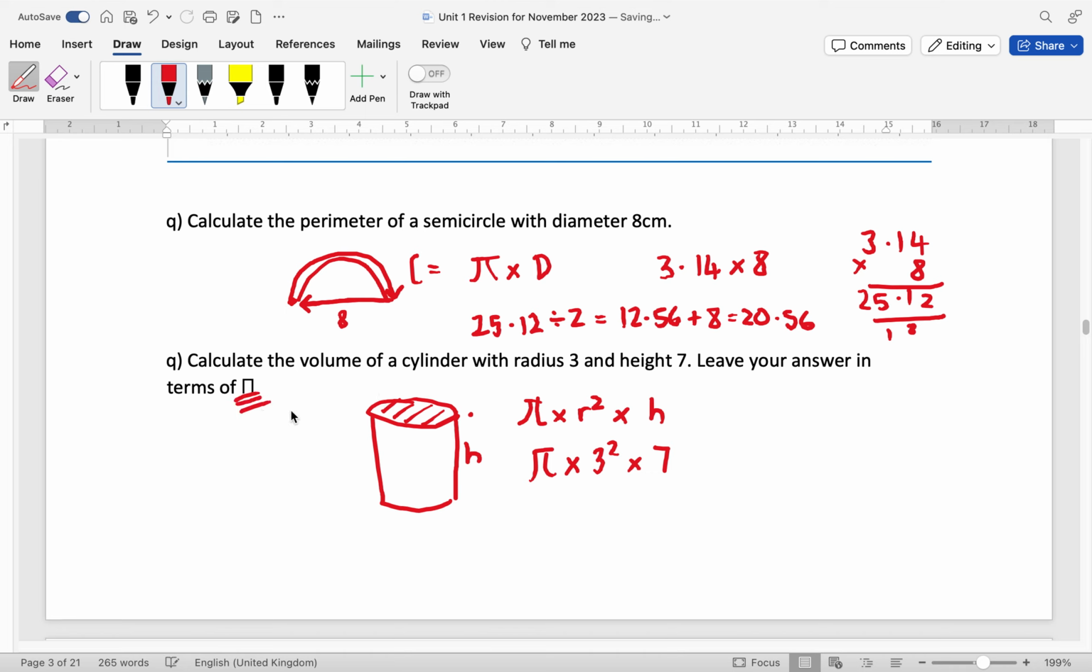And I've been kind in this question I've written. I've said leave your answer in terms of pi. In other words, I'm not expecting you here to actually times by 3.14 like I was up here. Timesing by 9 is great, but I'm not expecting you to do 63 times 3.14. So leave your answer: 9 times 7 is 63, and leave pi in your answer is what that means.